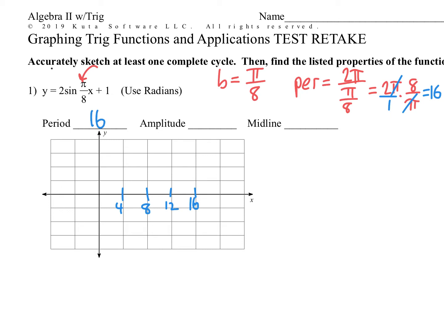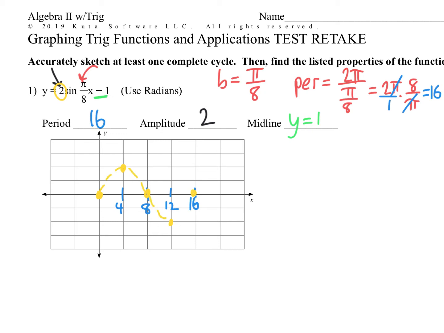Other than that, we do have an amplitude of 2. And we're going to have a midline of whatever the vertical shift is, y equals 1. However we want to graph this, I would suggest graphing before the shift, and then we'll move everything up 1. So the parent function for sine is the one that will start at 0. Again, I'm doing this before the shift. And it's going to go up to its maximum. Now in this case, the maximum is going to be 2. Back to the midline, down to the minimum, and then back up.